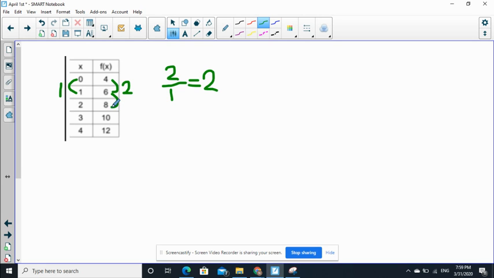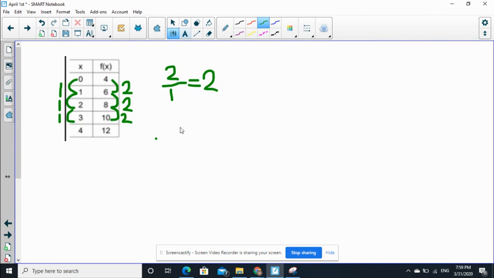The next interval, 6 became 8. Change in y is 2. Change in x is 1. So the rate of change is the same. The third interval, y changed by 2, x changed by 1. 2 divided by 1 gives you the same. So the rate of change is a constant. That means this is a linear function.